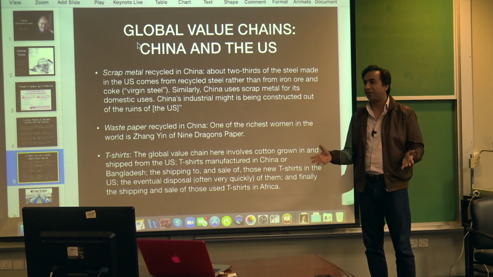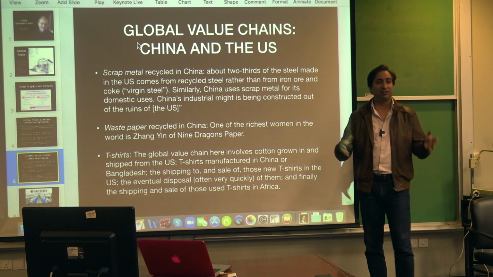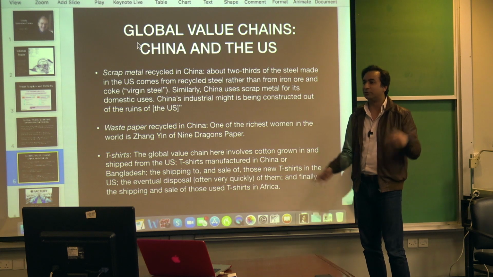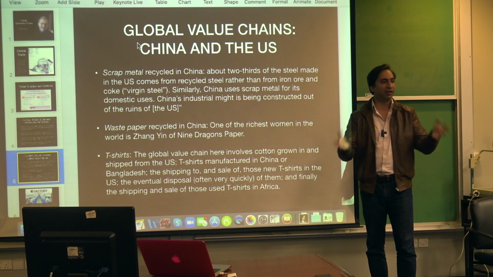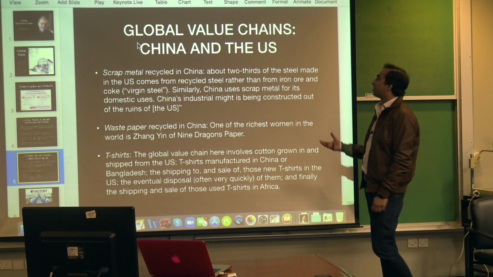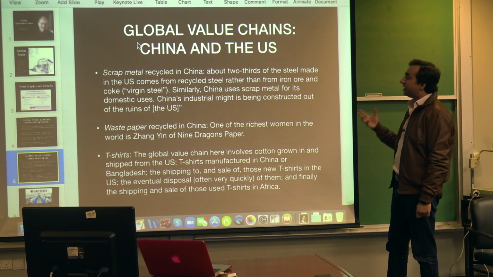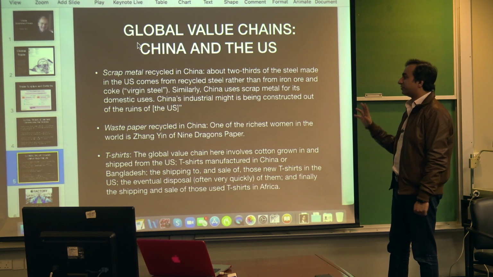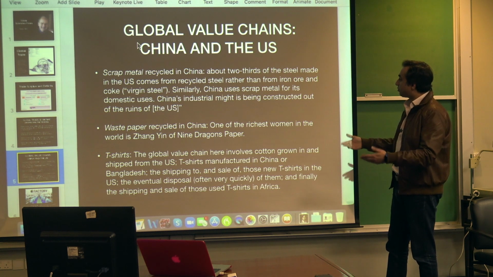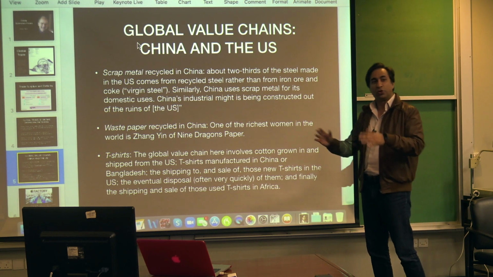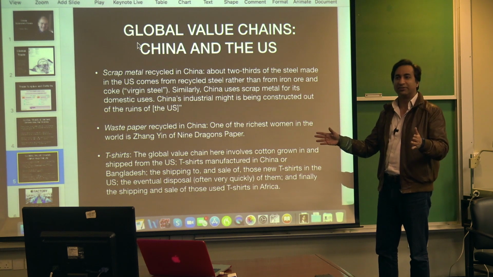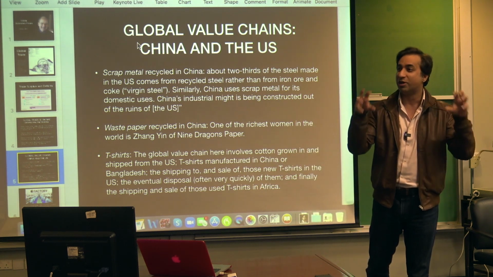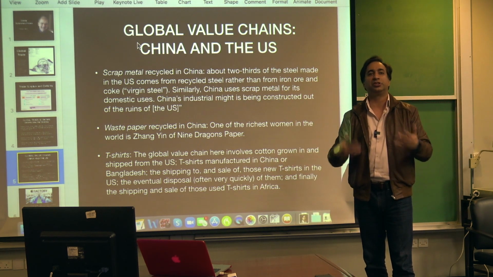Scrap metal. Okay, so all the things that we have, especially cars, are made up of a lot of metal. What happens to all of that metal once the car is obsolete and you sell that car or you dump it and you buy a new car? What happens to that metal? It gets recycled. About two-thirds of the steel made in the US comes from recycled steel rather than from iron ore and coke, that is virgin steel. Similarly, China uses scrap metal for its own domestic uses as well. So a lot of this is recycled where? In China. These big American cars go to China, they're broken down into little parts, and then the steel is reused.